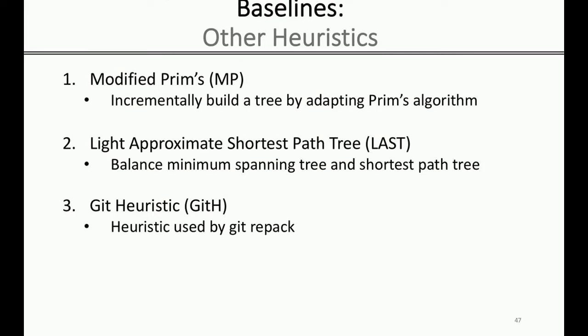Okay. So we compare this algorithm with some other heuristics. One is the modified Prim's algorithm. Prim's algorithm here is basically the famous algorithm to calculate the minimum spanning tree. The second one is from the delay constraint scheduling literature. And the third one is a Git repack heuristic.